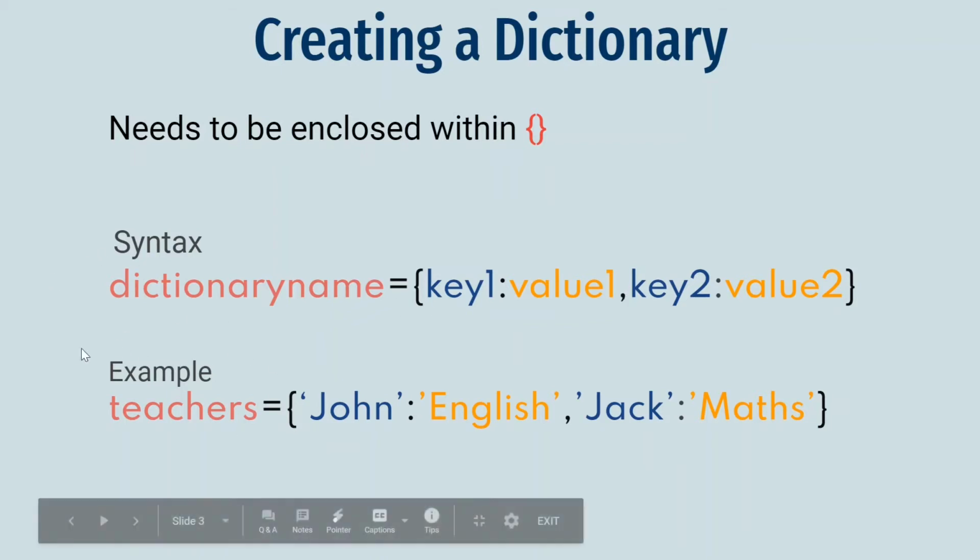Now for an example, I want to keep a record of teachers and the subject each teacher is teaching. Here John is my key and the value English is associated with John, meaning John teaches English. So I'll have John, colon and then English. Next, for another teacher, I'll put comma, Jack, colon and maths. That means Jack is the key and maths is the value associated with Jack.